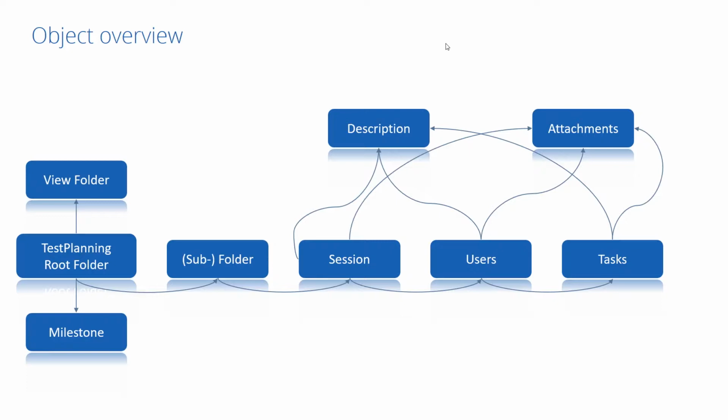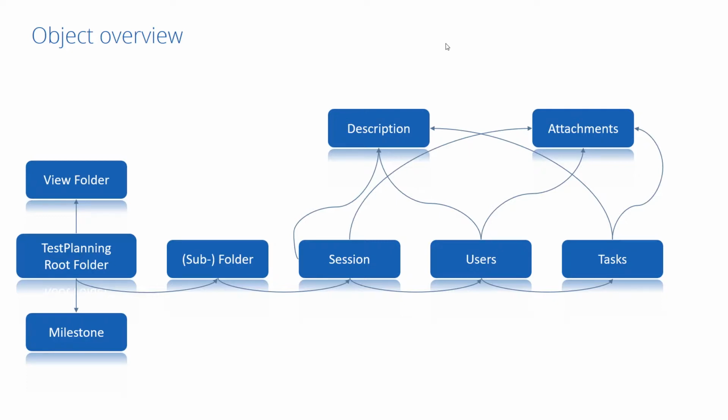So when you read it from the left to the right, we start with a test planning root folder. On the same hierarchy level, we have either those view folders or the milestones. The root folder consists of folders and subfolders. Within those folders, you have the sessions. Within those sessions, you have users, and the users, they have tasks. So I think from an object perspective, that's pretty simple. And by keeping it that simple, we are able to serve all your needs, essentially.